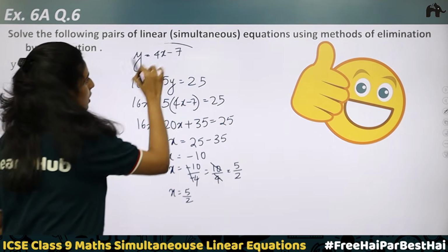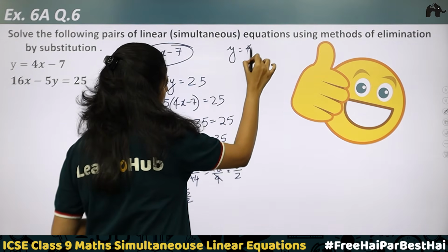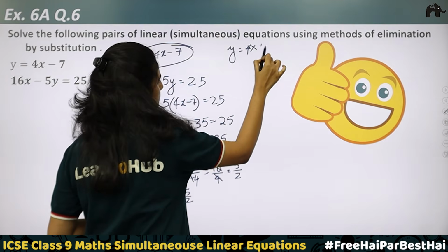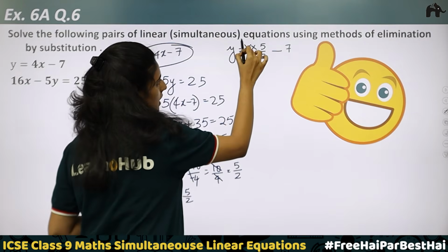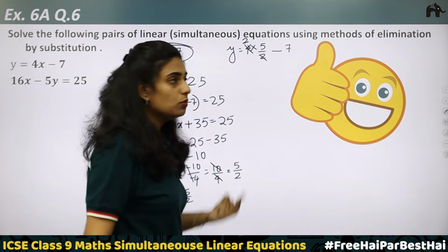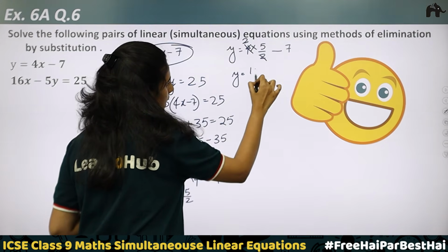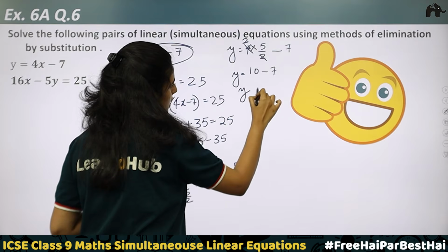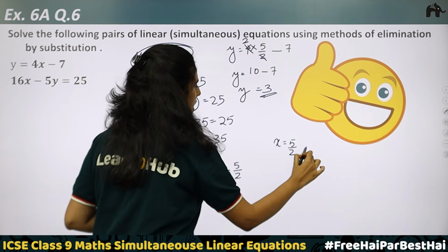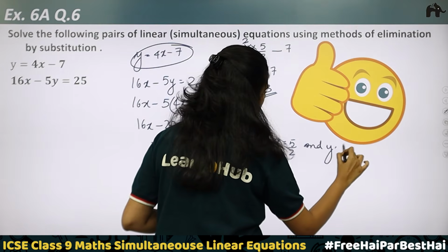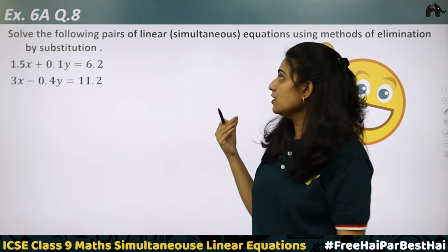Now we can substitute here to find the value of y. Y is equal to 4 into x value, that is 5 by 2, minus 7. 2 and 4 can be cancelled. We get 2 because 2 into 2 is 4. Okay. So y is equal to 2 into 5, 10, minus 7. And y is equal to 10 minus 7, 3. So x value is equal to 5 by 2 and y is equal to 3. Clear?